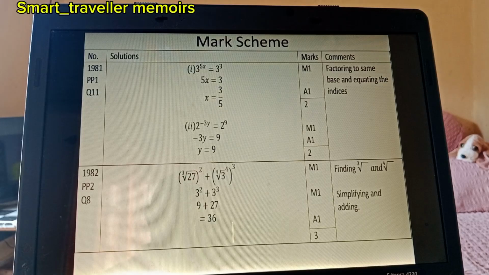And then you are given the mark for finding the cube root and the fourth root. The other mark, method mark, is for simplifying and adding. And finally, the answer mark, that is 36.